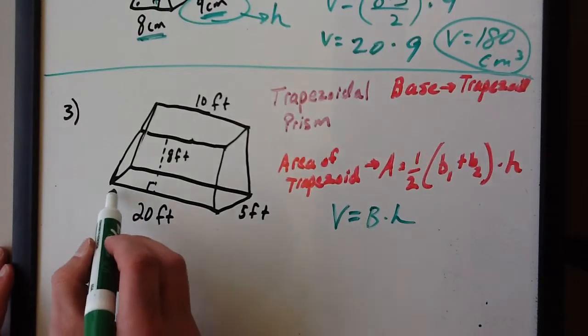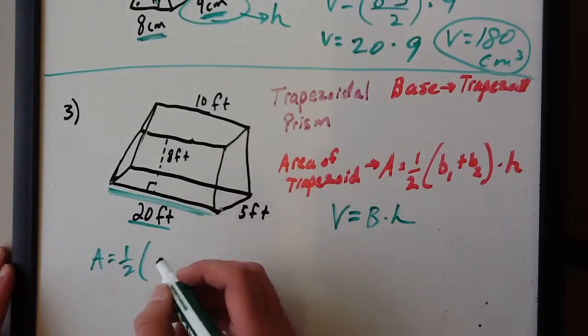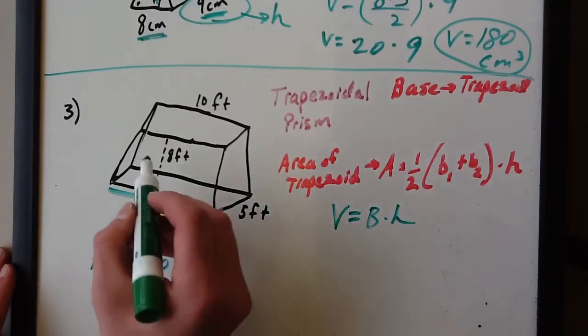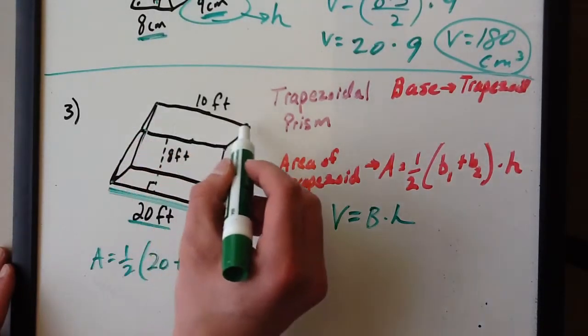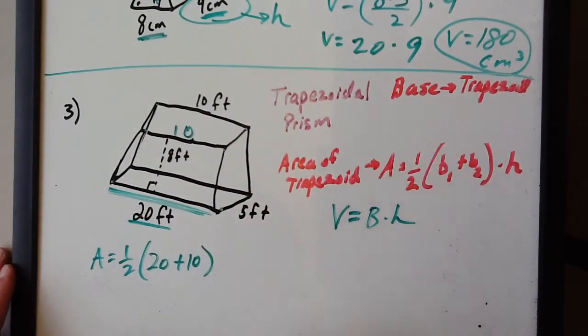Well, I can call this base 1, right? From here to here is the base 1, so that's 20. Plus from here to here, or from here to here, that is 10. So I can call that base 2 times the height. Now remember, this is the height of the trapezoid, not the height of the prism yet, the height of the trapezoid.